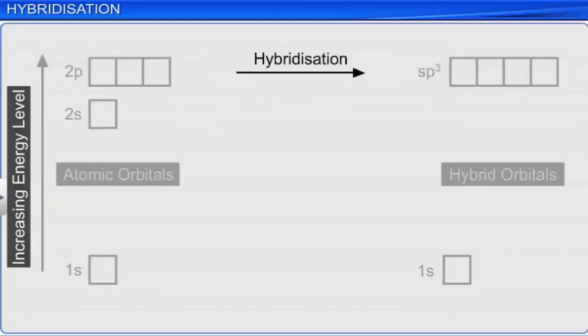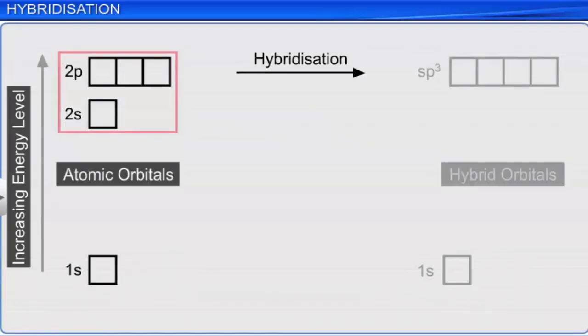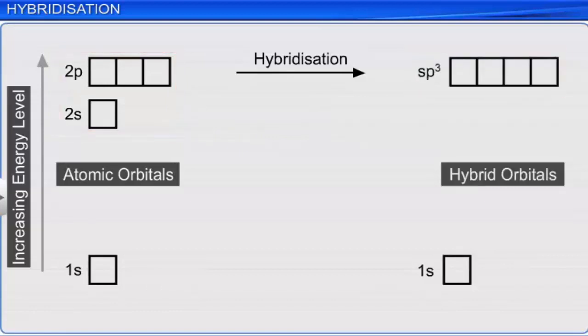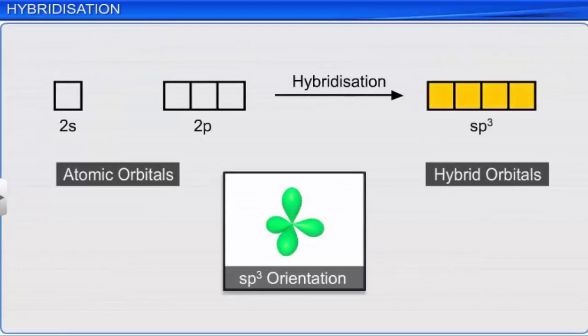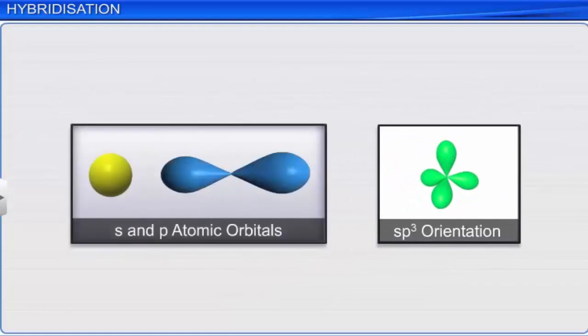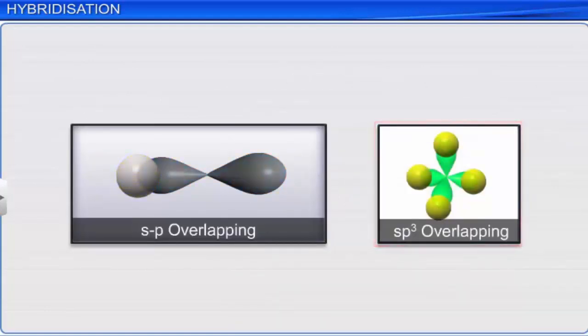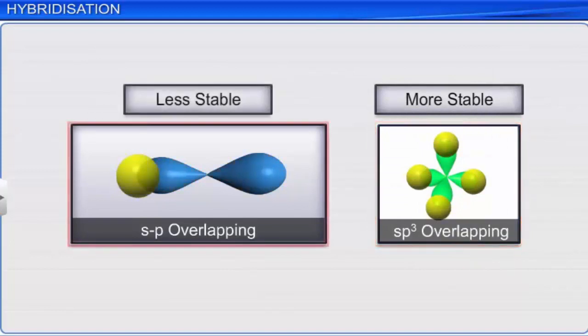During hybridization, atomic orbitals of slightly differing energies redistribute to form a new set of orbitals with equivalent energies. The number of hybridized orbitals formed is equal to the number of atomic orbitals participating in the process. These hybrid orbitals align themselves in space such that there is minimum repulsion between the electron pairs. Because of this, the bonds formed by hybrid orbitals are more stable as compared to those formed by pure atomic orbitals.